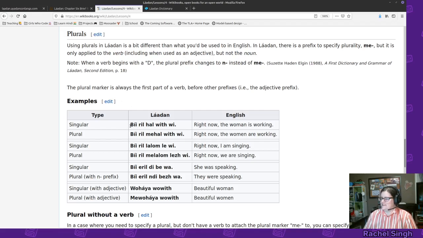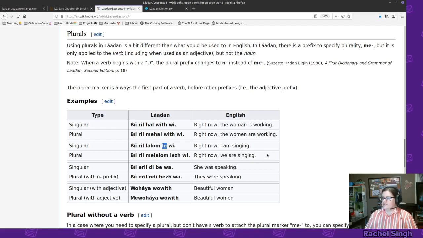So if we had, right now the woman is working, Bevril Hall with we. So right now, working woman, as anyone can see. If we're changing it to women are working, we would actually put the plural prefix on the working part. Bevril Mehal with we. And again, right now, I am singing. This is singing.